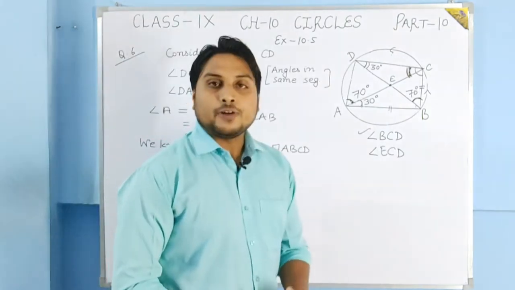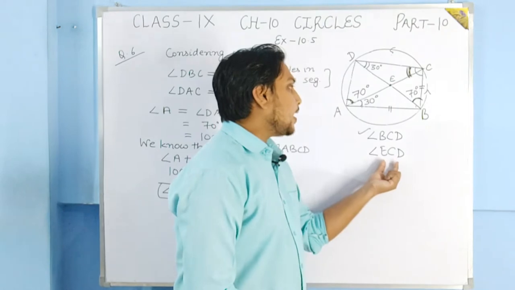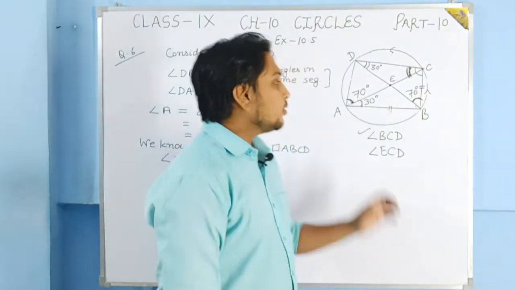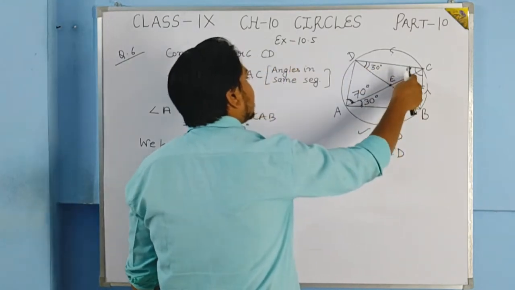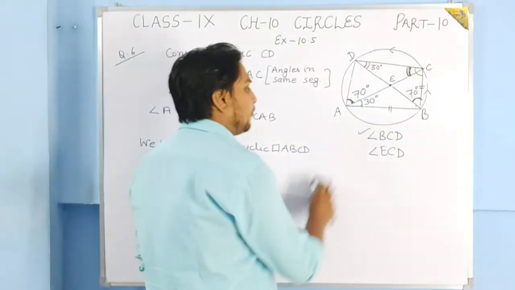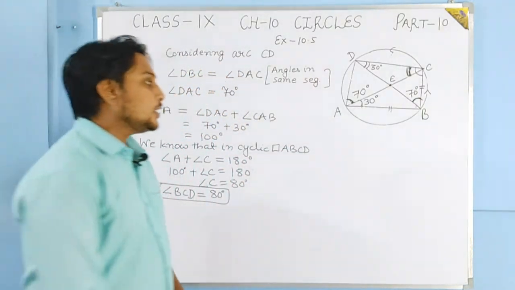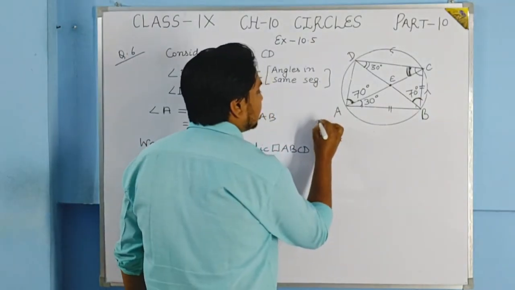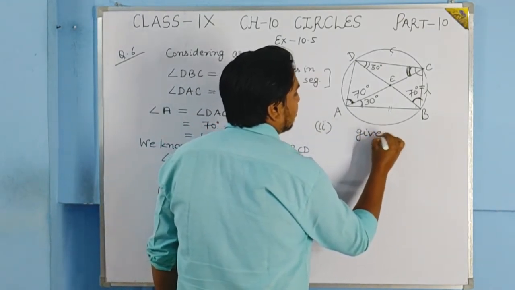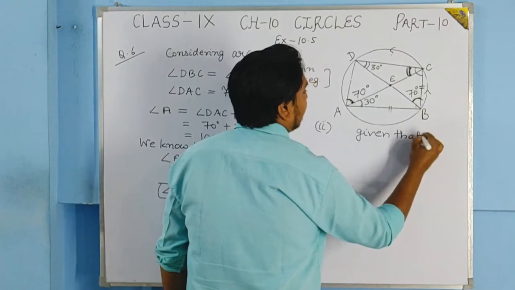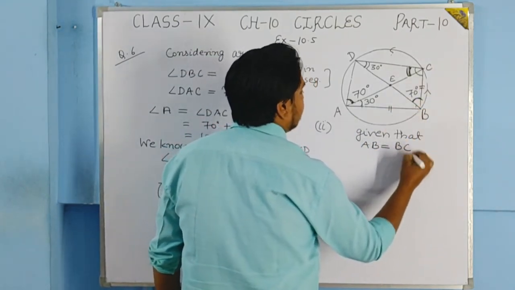Now we have to find the second part, in which the question is asked to find angle ECD. Okay, so which angle is ECD? Here we have seen that this angle ECD, this we have to find. And for this question, students, one more criterion is given. In the second part of the question, it is given that AB is equal to BC. This side AB is equal to BC.